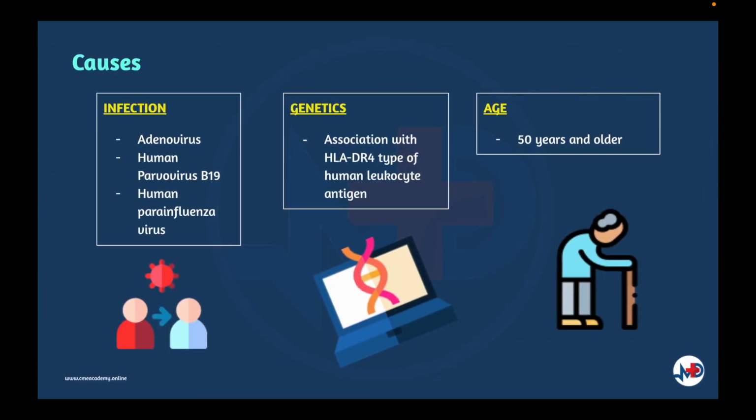One of the causes is viral infections such as adenovirus, human parvovirus B19, and human parainfluenza virus. Next, it could also be due to genetic predisposition, and particularly the HLA-DR4 type of human leukocyte antigen is most commonly related to this disease. Age of 50 years or older is also one of the factors that leads to this condition.